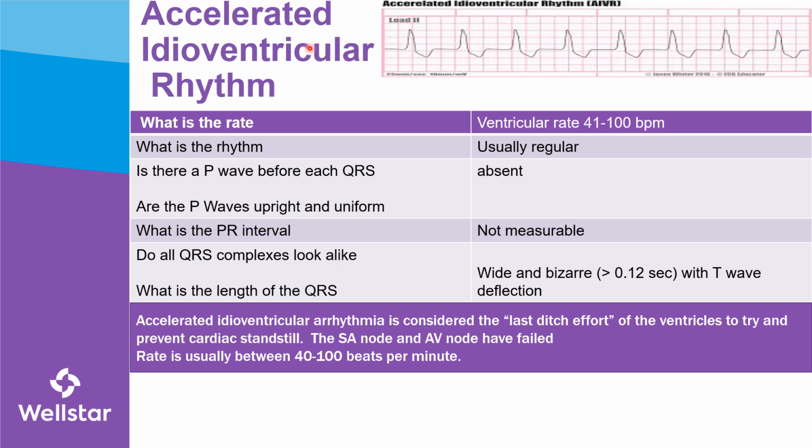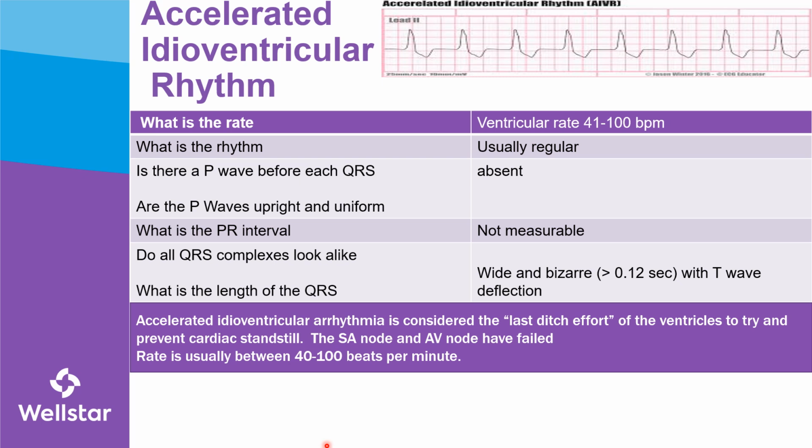Accelerated idioventricular rhythm. So it's the same thing as the previous one, except it's a little bit faster. This rate is going to be between 40 and 100 beats per minute. It's usually regular, no P waves. PR interval is not measurable. Do all QRS complexes look alike? Yes, and they happen to be wide and bizarre, greater than 0.12 seconds in time with T wave deflection.